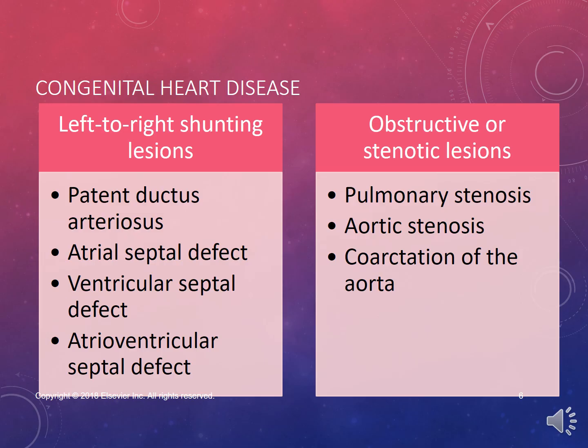An atrioventricular septal defect is also known as an endocardial cushion defect. These are often associated with Down syndrome. There is an abnormal tissue development, and this results in atrial and ventricular septal defects, along with mitral and tricuspid valve abnormalities. We can have either partial or complete atrioventricular defects.